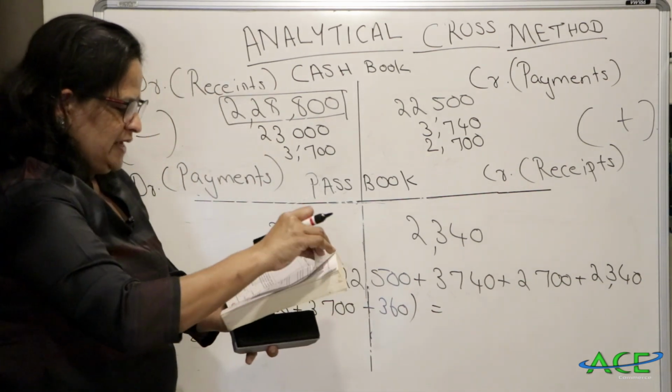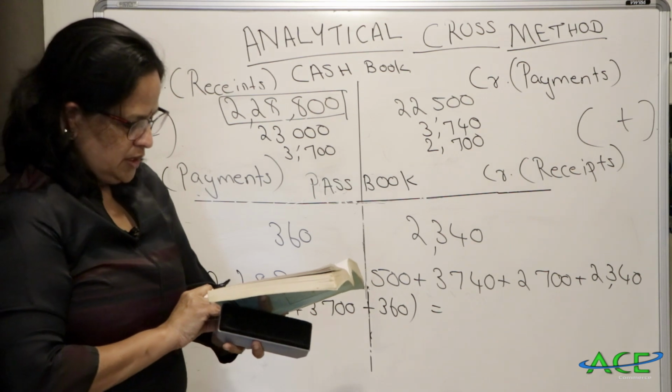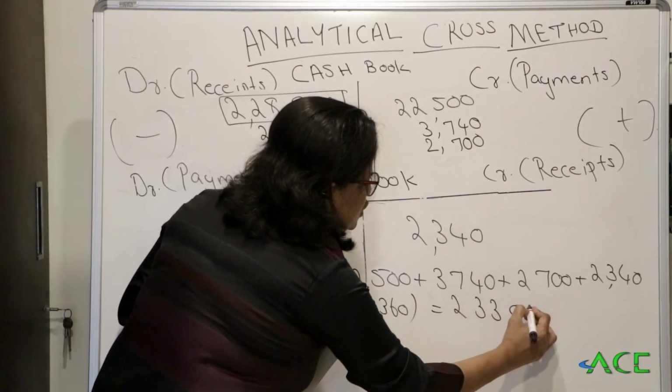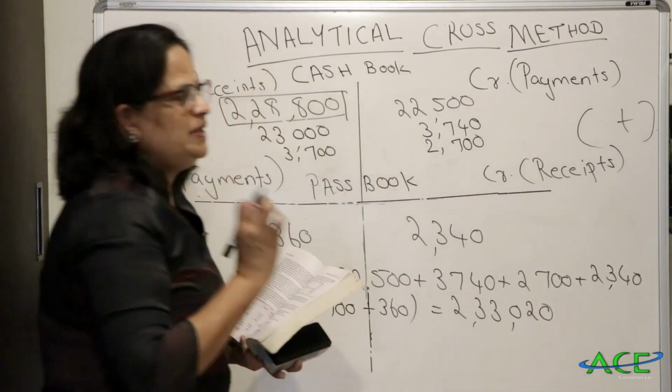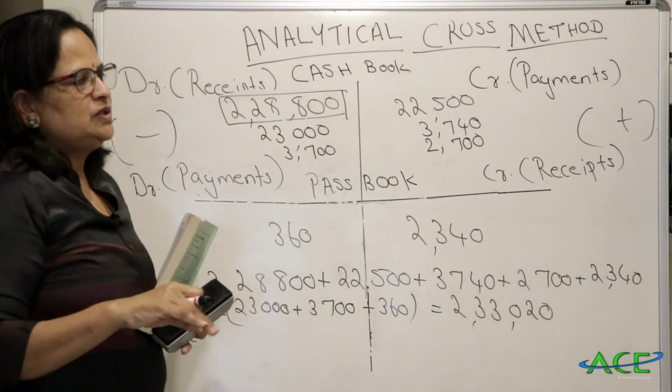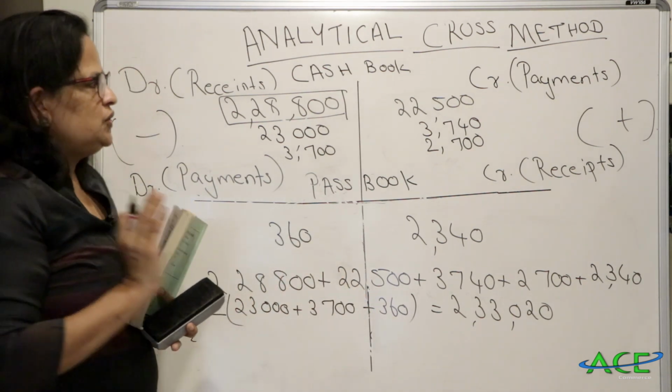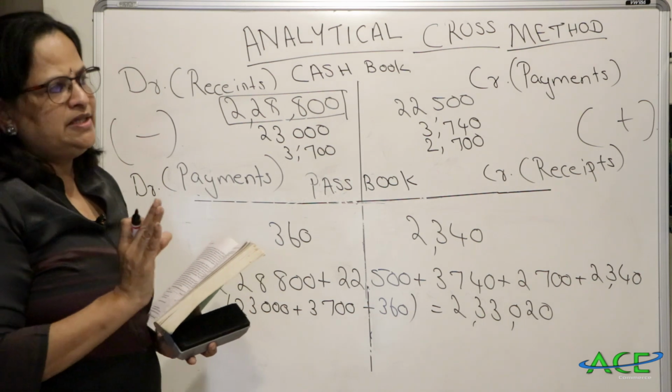So the final answer will be 2,33,020. So this is very simple. You don't have to learn any statement by heart.